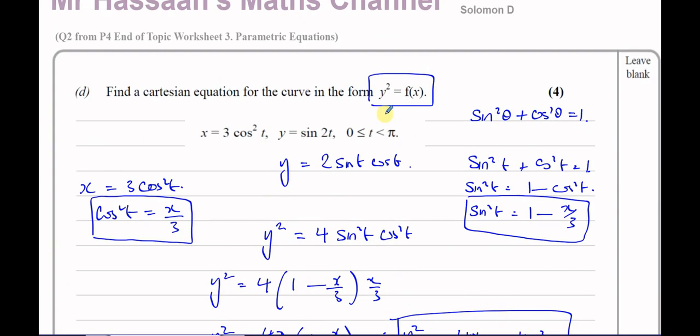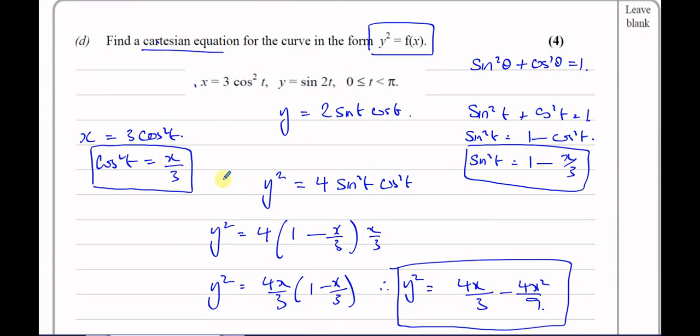So we have basically written a Cartesian equation. What does it mean by Cartesian equation? You just have to have y in terms of some function of x, as they mentioned here. So you're going to have to eliminate the t from the equations. All right? And this is how you do it. You always try to link them together using the identities. So that's how I found cosine squared t is x over 3, and I know that sine squared t is 1 minus x over 3.